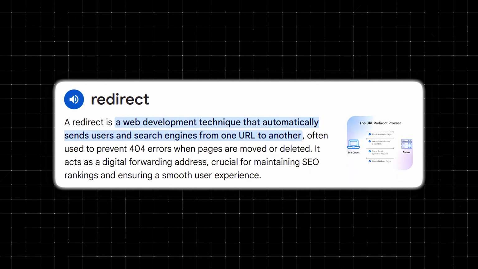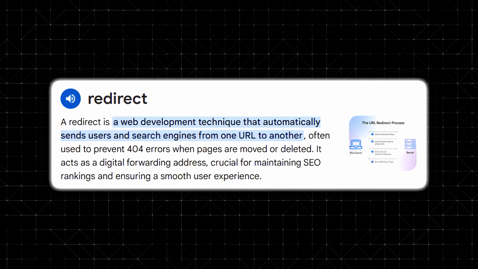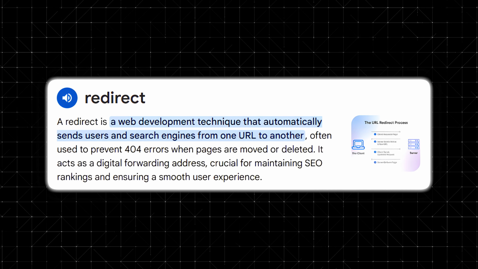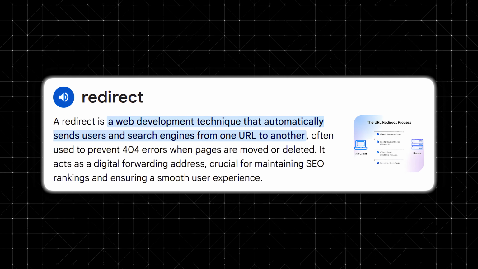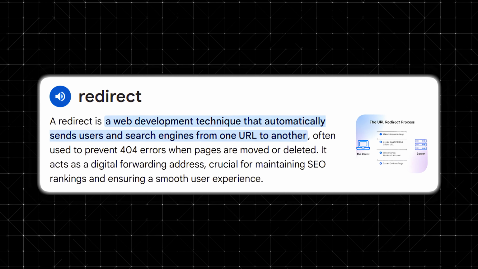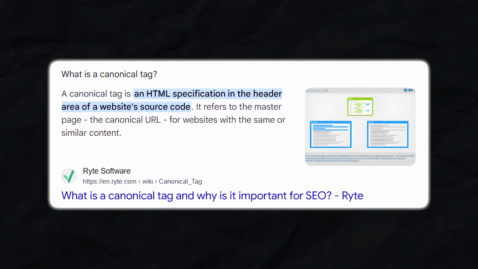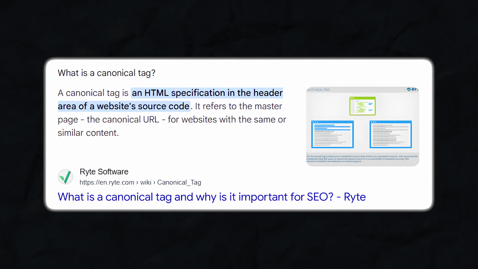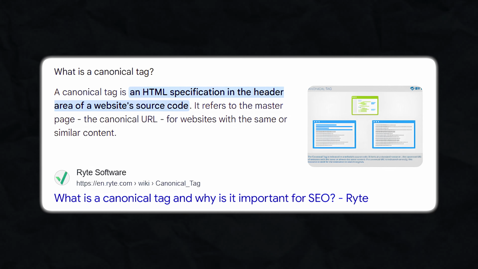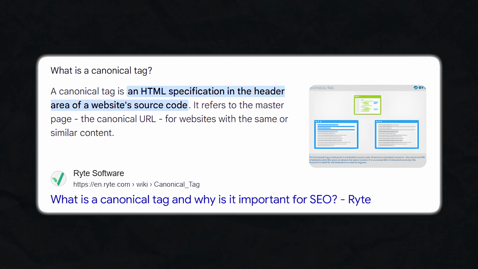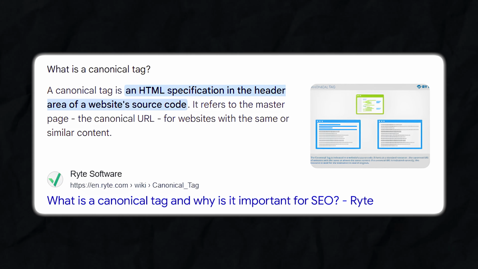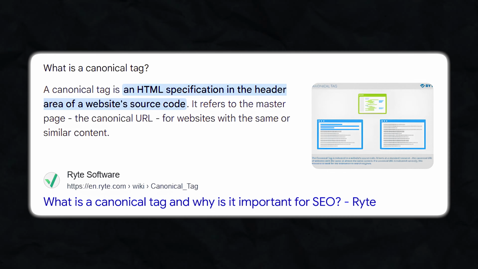Before we jump into Wix, let's simplify this. A redirect tells Google, this page moved, go here instead. If you delete a page without a redirect, Google hits a dead end, and that hurts ranking. A canonical tells Google, this is the main version of this content. If you have similar pages, for example, yourstore.com/shoes equals color black, Google needs to know which one is primary. Otherwise, duplicate content confusion happens.